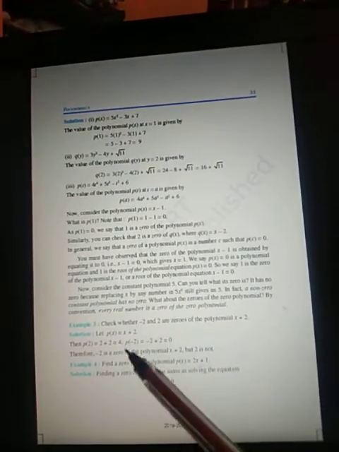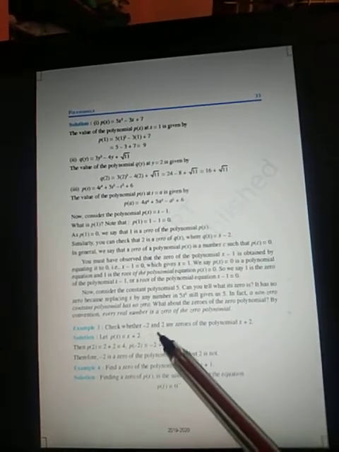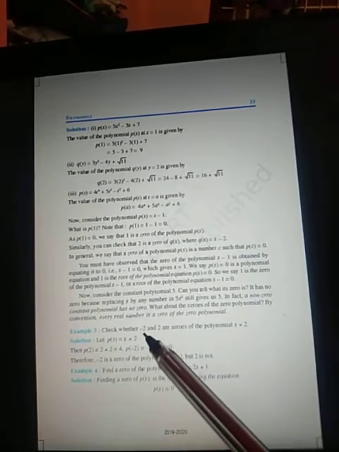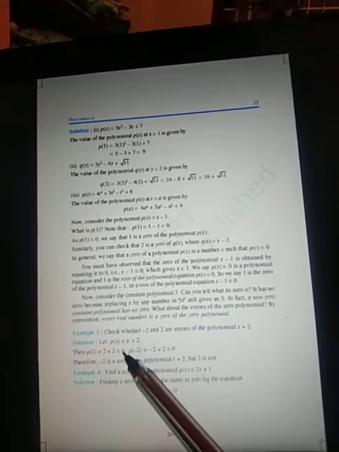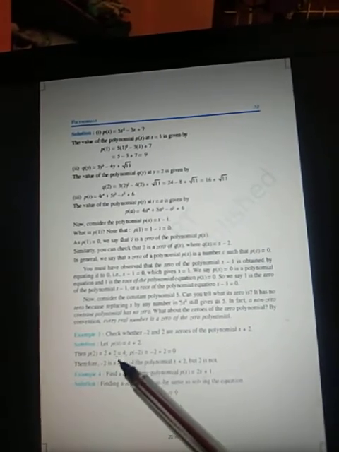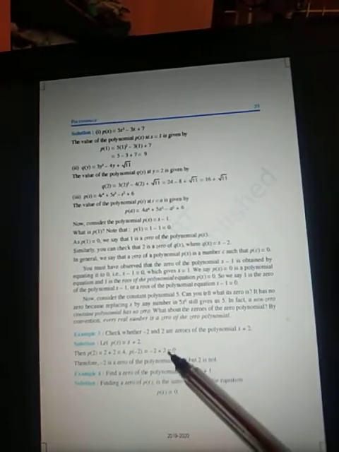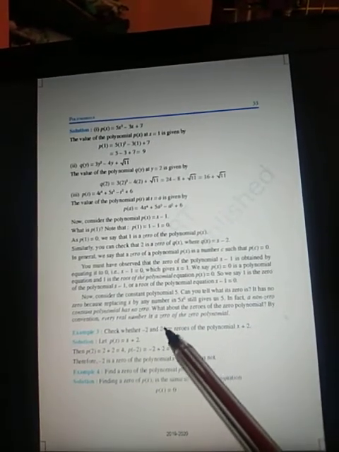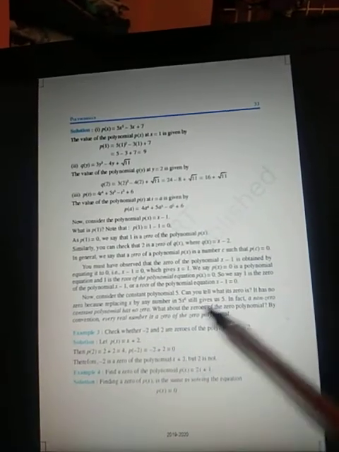Next, we want to find which are the zeros of the polynomial. Check whether minus 2 and 2 are the zeros of the polynomial x plus 2. So p of x equals x plus 2. By substituting minus 2 and 2 in the x values, we find which is the zero of the polynomial. So p of 2 is equal to 2 plus 2, which is 4, so it is non-zero. But p of minus 2 equals minus 2 plus 2 equals 0. So p of 2 is not a zero of the polynomial, but p of minus 2 is a zero of the polynomial.